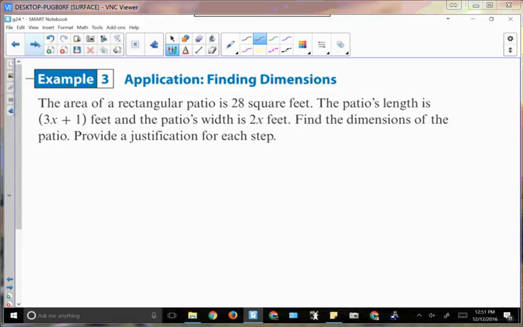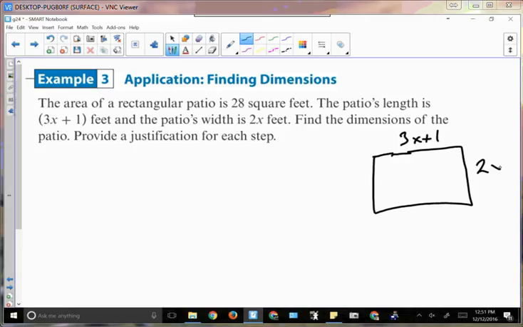Say this. The area of a rectangular patio is 28 feet square. The patio's length is 3x plus 1 feet. The patio's width is 2x. Find the dimensions of the patio. Provide a justification for each step. Let's see. When in doubt, draw it out. Always works. So, let's see. Patio's length, 3x plus 1, width, 2x.